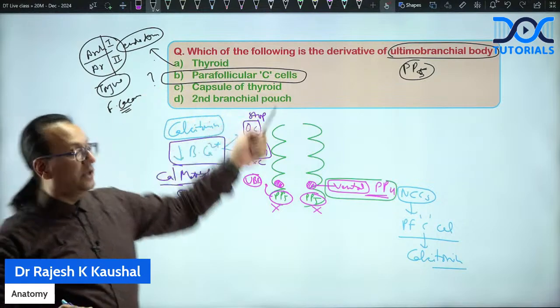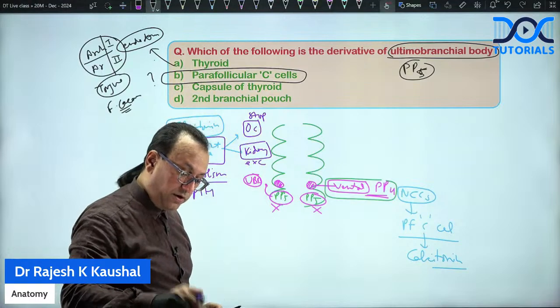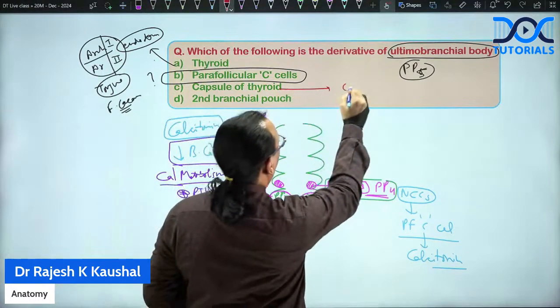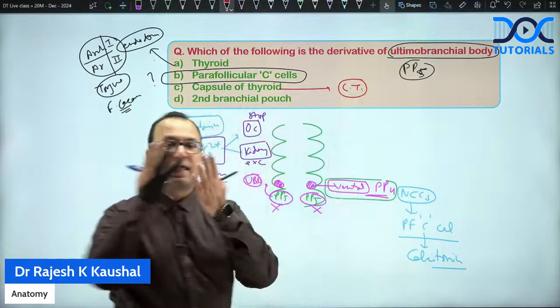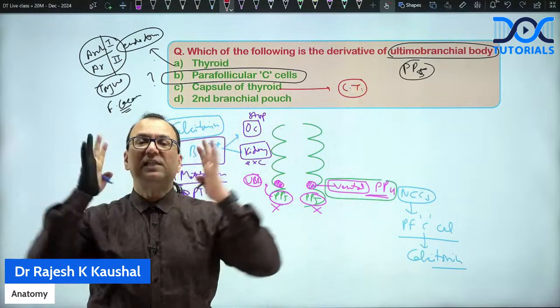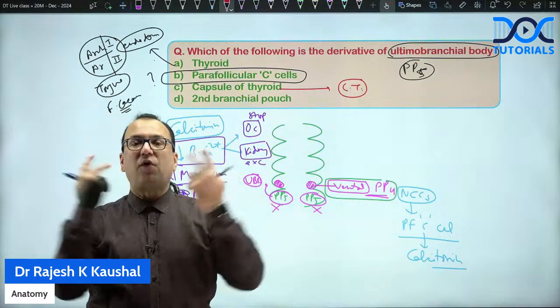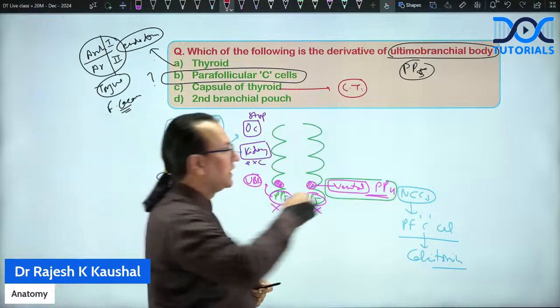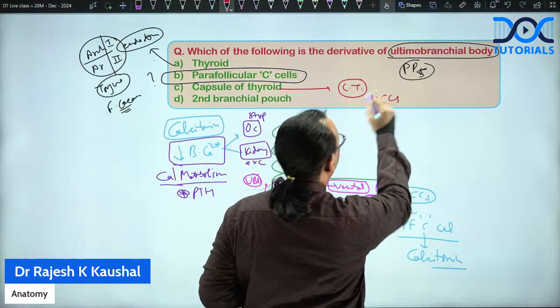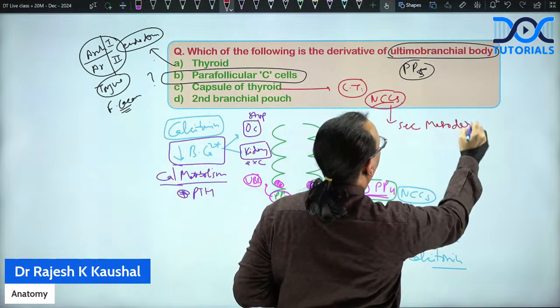What about the capsule of thyroid? Be careful about the capsule of thyroid, because the capsule of thyroid is connective tissue, and connective tissue in the head neck region, especially anterior lateral, is from neural crest cells. Neural crest cell derived secondary mesoderm. I'll repeat my information. Be careful.